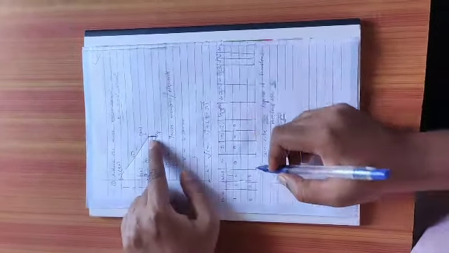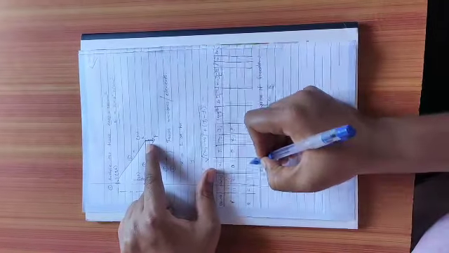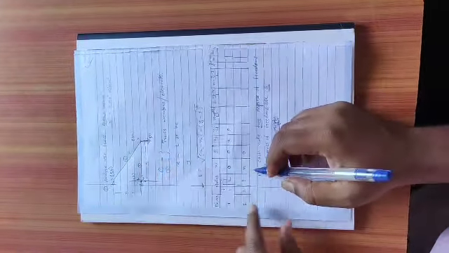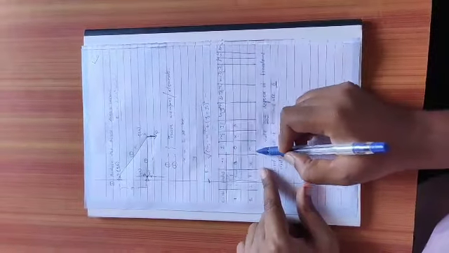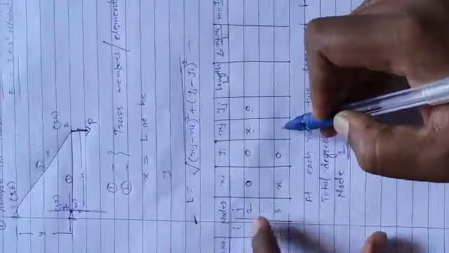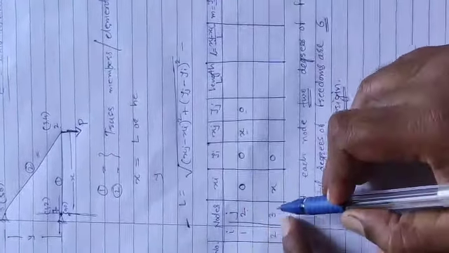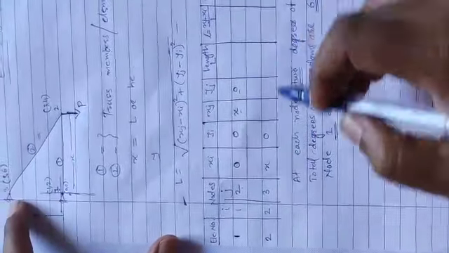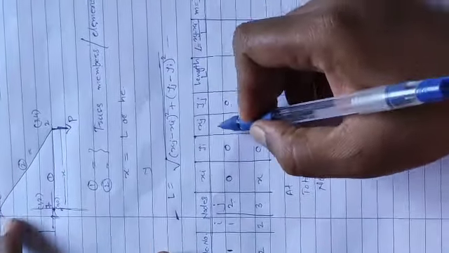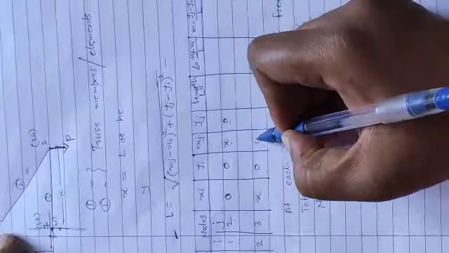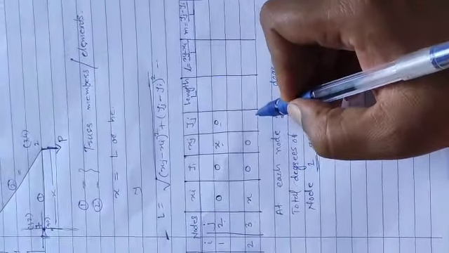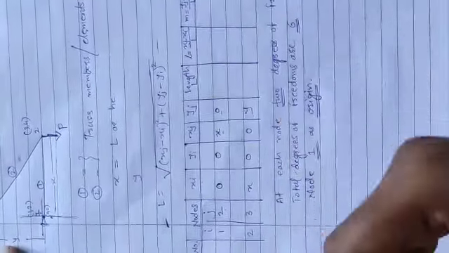xi, yi, second node. So we'll write the same coordinates, x and 0, x and y coordinates for second node. Similarly for x and y coordinates for third node. The third node's x distance is 0 and y distance is y.